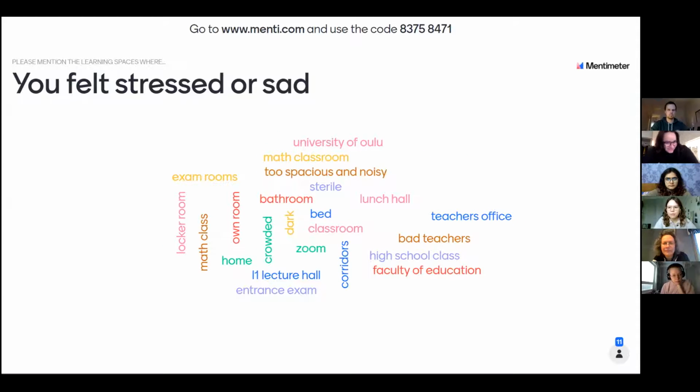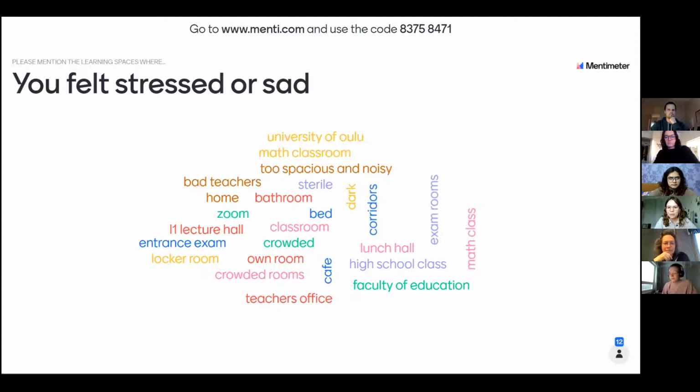University of Oulu. L1 lecture hall. Should I know where that is? I don't know where that is. It's specific. Entrance exam. Yeah, I think L1 is the biggest or one of the biggest lecture halls in the University of Oulu. It's like an auditorium style space. Okay, thank you, Elena. I did not know that.